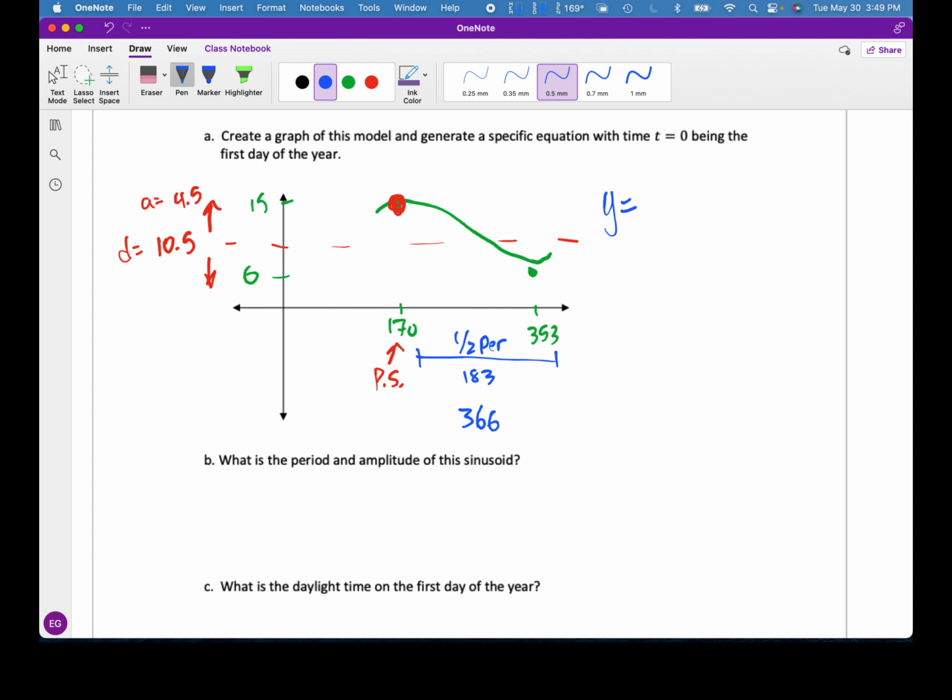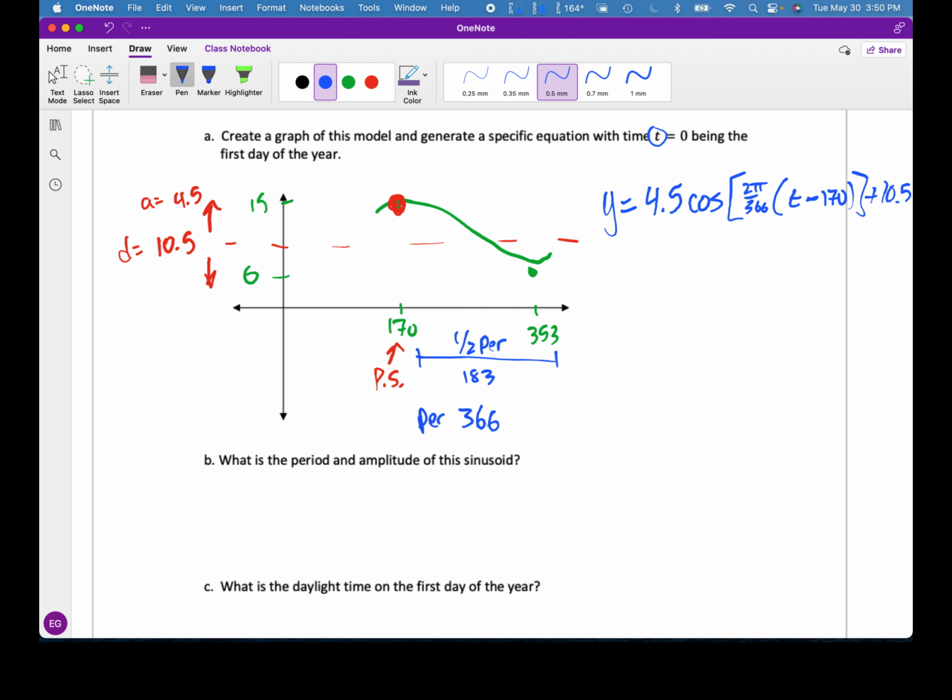And we can now write the equation. So a positive cosine, because we're starting at the top, amplitude was 4.5. This was our period. So the b value is always 2 pi divided by that period. And then we're going to have t, because they're asking us to use t here, minus 170. That's going to start us. And then we bring ourselves to the midline. And that is our equation.